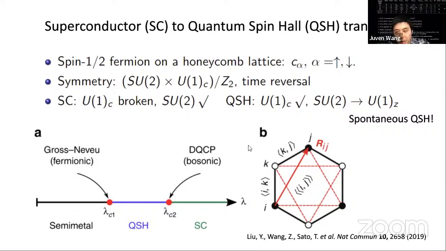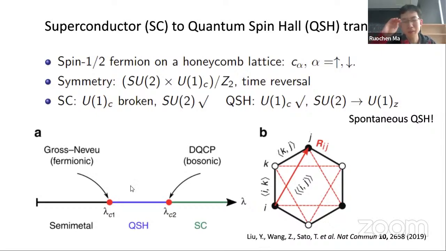And can you comment about the lambda C1 transition to the semi-metal? Oh, okay. This transition, in my knowledge, I don't have a good understanding if there is a good field theory to describe this phase transition. But on the lattice model, if you do some mean field theory or some numerical calculation, you can observe such a phase here.